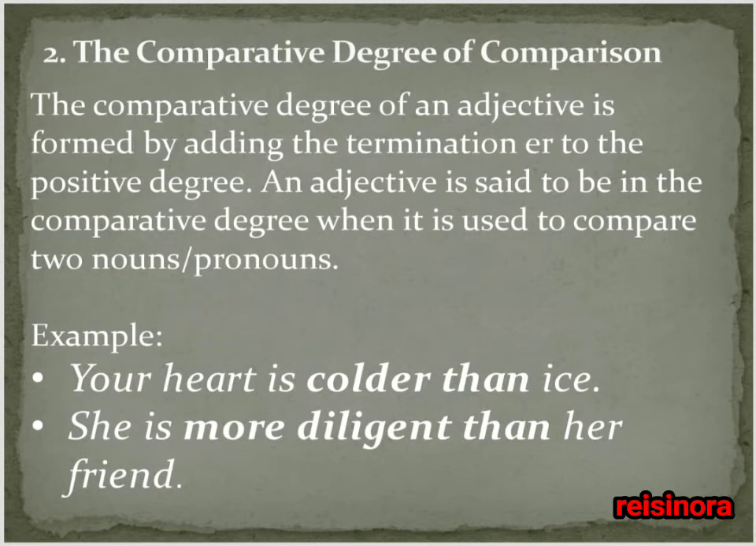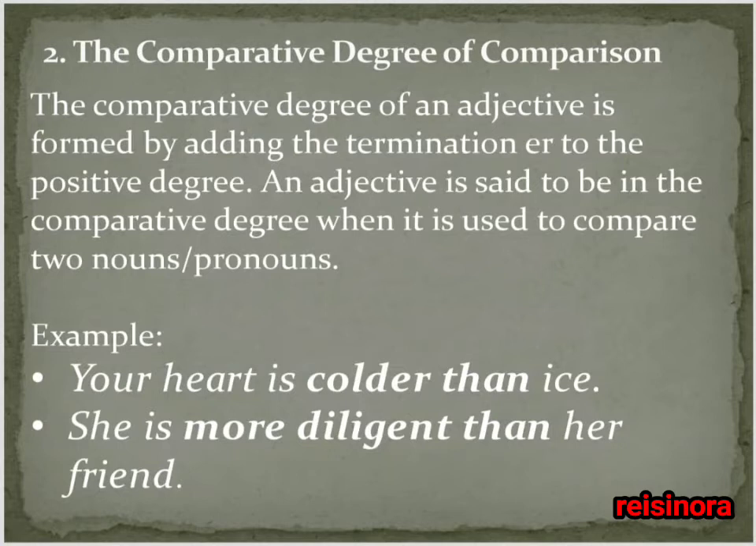Next, the comparative degree of comparison. The comparative degree of an adjective is formed by adding the termination er to the positive degree. An adjective is said to be in the comparative degree when it is used to compare two nouns or pronouns. Jadi kalau comparative degree itu kata sifatnya atau adjektifnya itu dibentuk dengan menambahkan huruf er, huruf e dan r di akhir adjektifnya atau kata sifatnya.